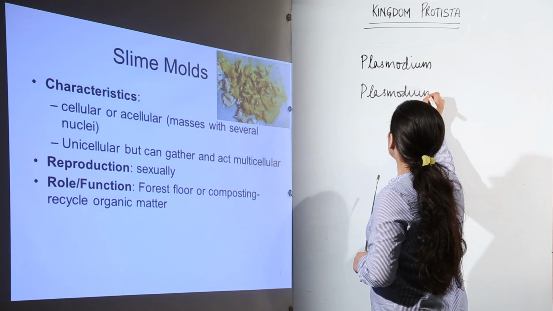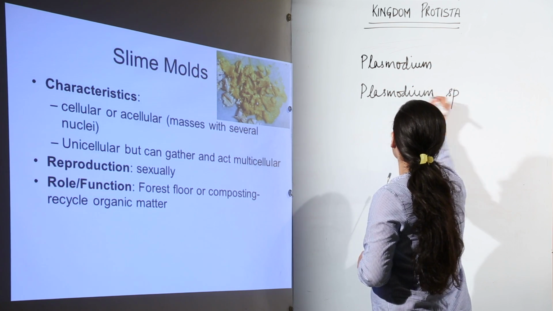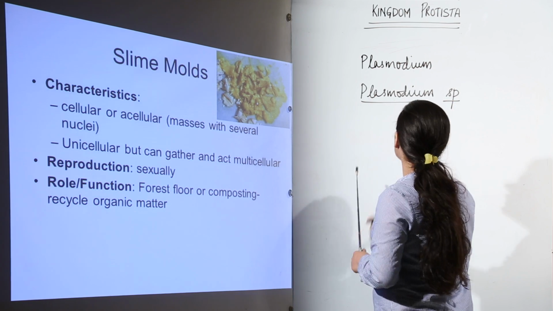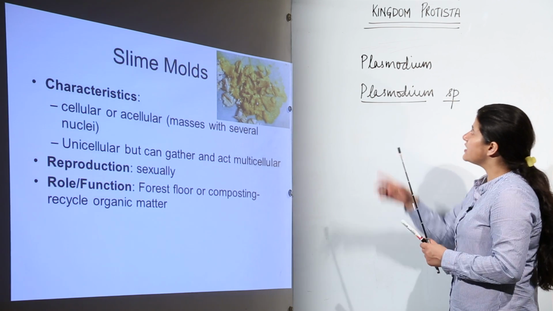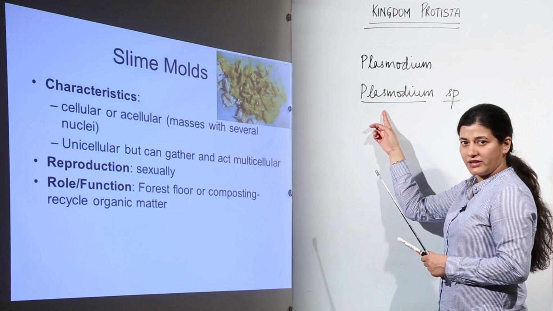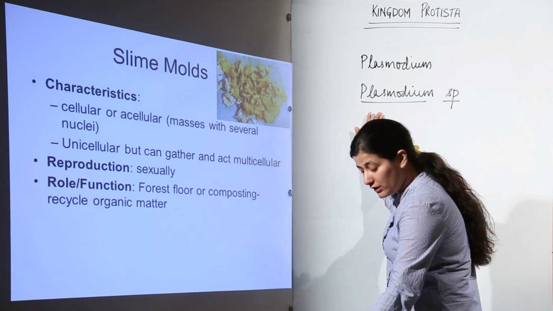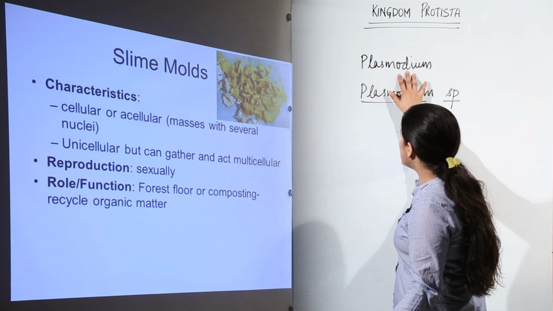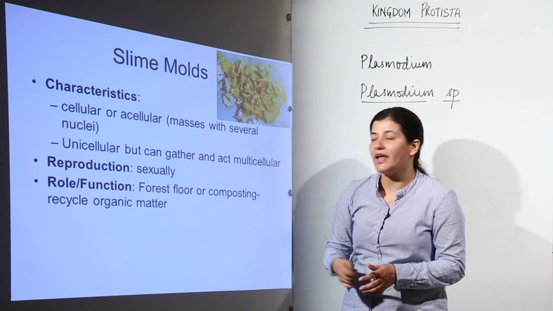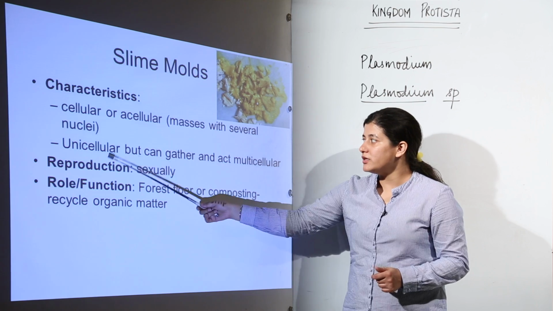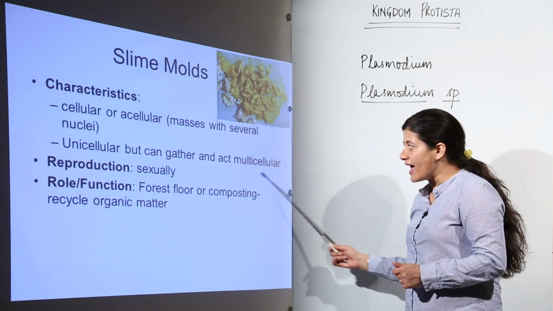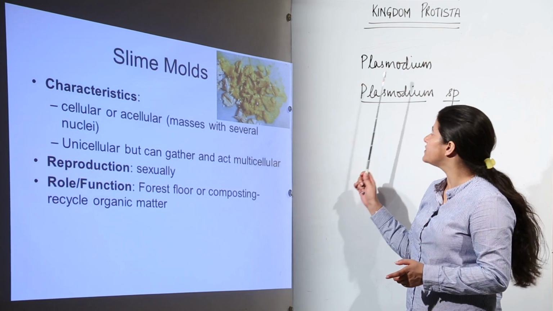I'm going to use this again. Now pay attention, from your knowledge of taxonomy and systematics. This is a term, while this is a scientific name. This is a sporozoan that is a causative agent for malaria in humans, and this is a term which is used for aggregation and acellular arrangement. Unicellular but can gather and act multicellular, and that is what Plasmodium is.